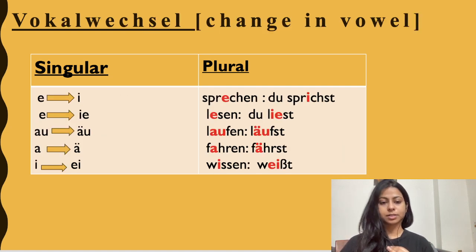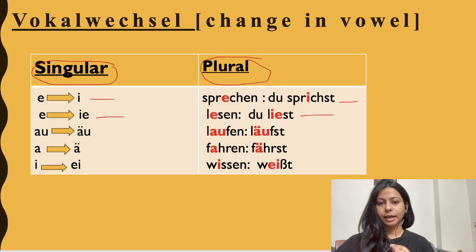Now here are the changes you will notice when the verb changes in irregular verbs. Vokalwechsel, change in vowel. So e changes to i, for example, du sprichst. Then e changes to ie: lesen, du liest. Please ignore singular and plural that's written here. It is by mistake. This doesn't apply here. You only have to notice the change in vowel.